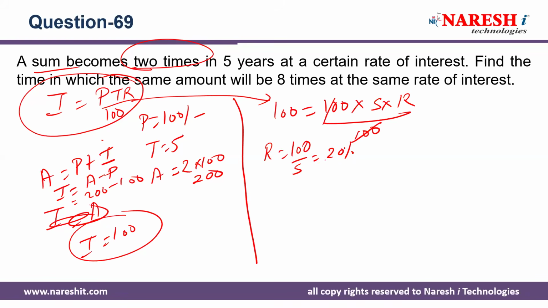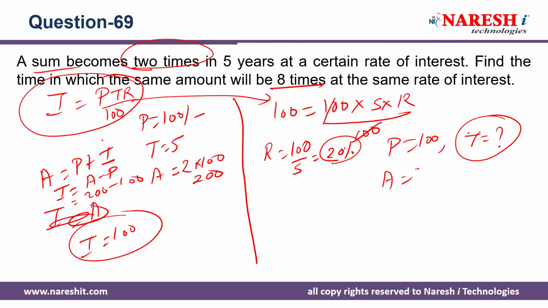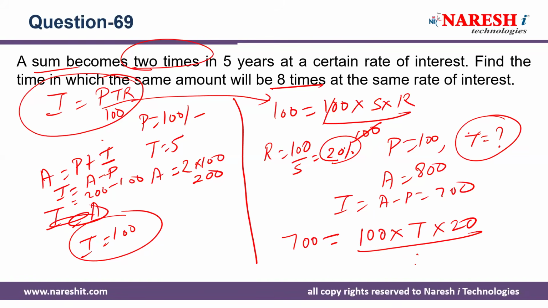Now use this R value, principal 100, time we need to find, and they're asking the amount should be eight times. Eight times means 800. Then interest will become A minus P, 700. Now again substitute: 700 equals principal 100, time we don't know, R 20, which we calculated, over 100. This got cancelled. T equals 700 by 20, 35 years.